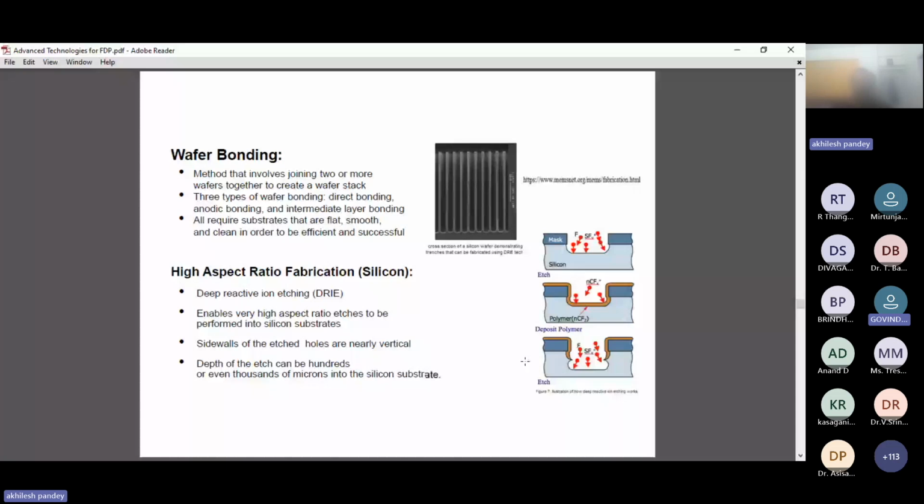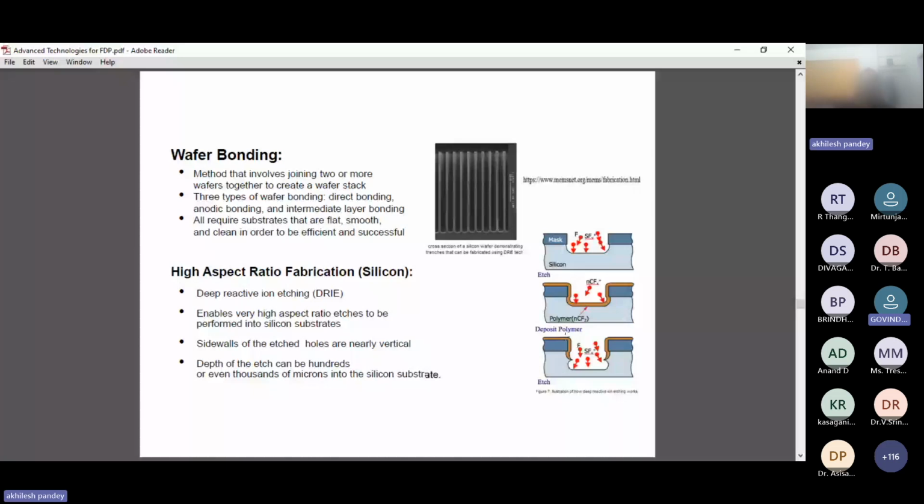In silicon, DRIE is used for high aspect ratio fabrication. Deep reactive ion etching enables very high aspect ratio etching to be performed on the silicon substrate. Sidewall etching can also be done. The depth of the etch can be hundreds or even 1,000 microns into the silicon substrate. In this figure, you can see the mask and an etching process that has been done, and after etching, a polymer has been deposited on top of it.